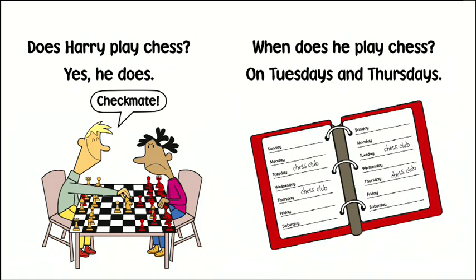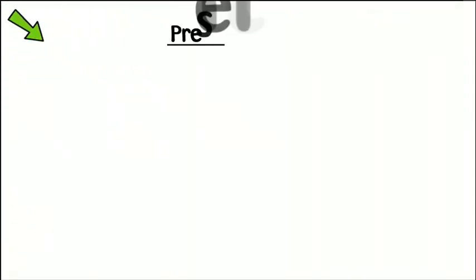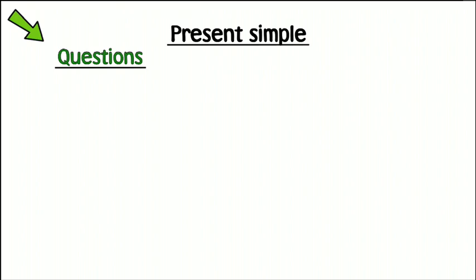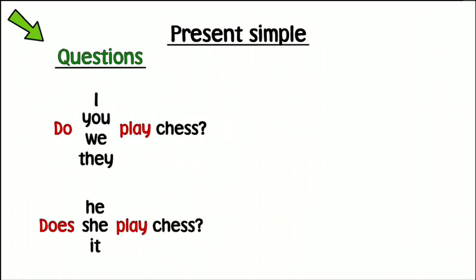We use present simple questions to ask about routines or things which are always true. To form questions in the present simple, we put do or does before the subject. When we answer a question, we often use a short answer.